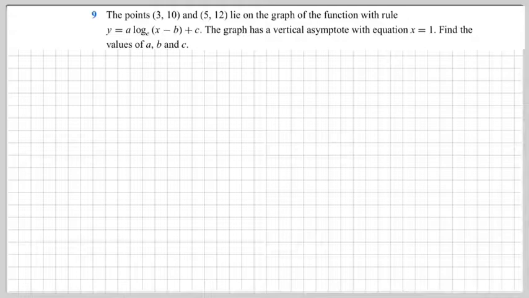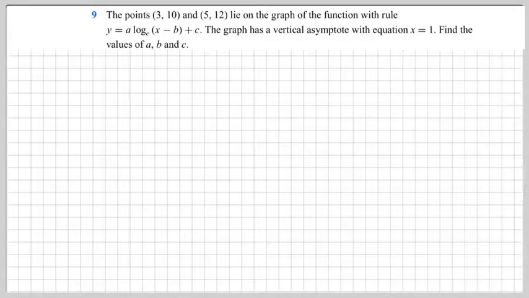Okay, you're back? Alright, the points (3, 10) and (5, 12) lie on the graph of the function with rule y equals a log base e of (x minus b) plus c. Goodness gracious, guys, we've got 3 variables now to solve for. This looks a little bit troublesome, and we've only got 2 points to substitute in. But they do give us a third bit of information, that the graph has a vertical asymptote with equation x equals 1. Now that's vital. That's our third clue. That's as good as another point. Find the values of a, b and c, all right?